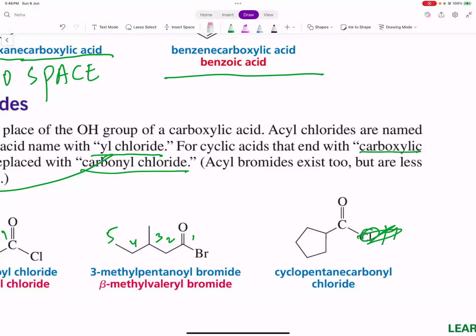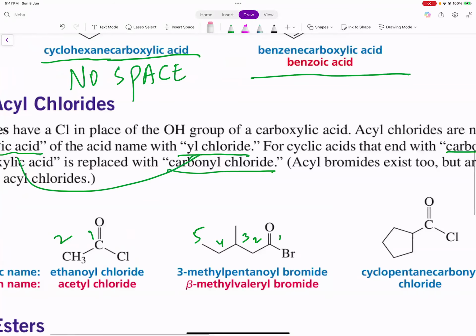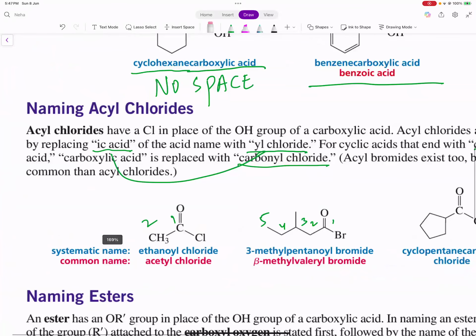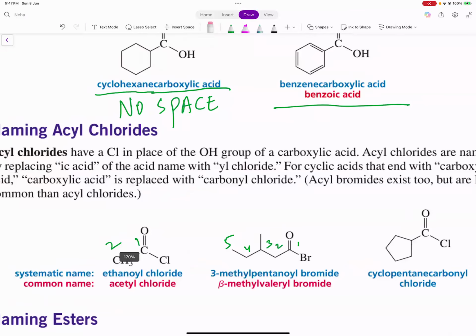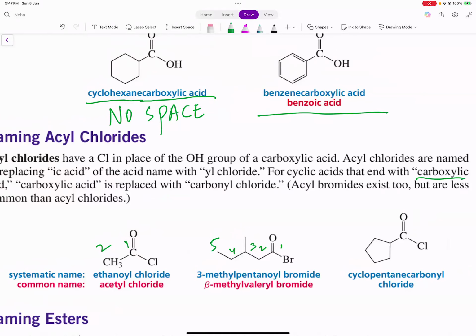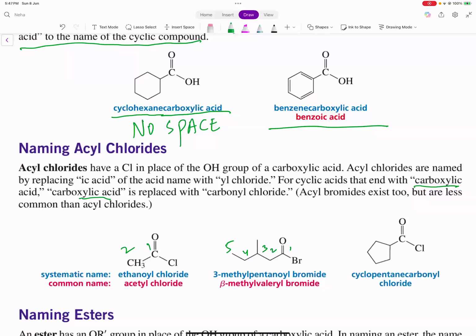So cyclopentane carboxylic acid has now become cyclopentane carbonyl chloride. So I'll just add that for cyclic acids, we are replacing carboxylic acid with carbonyl chloride. This would have been cyclopentane carboxylic acid, now it is becoming cyclopentane carbonyl chloride.